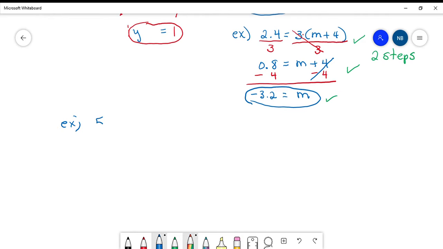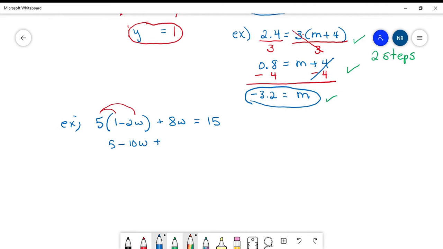5 times the quantity 1 minus 2w, plus 8w, equals 15. All right, on the left-hand side, we definitely have simplification because we have parentheses. So that's going to be the first thing we attack. 5 times 1 is 5. 5 times negative 2w is negative 10w. The parentheses are gone because I did what they told me to do.